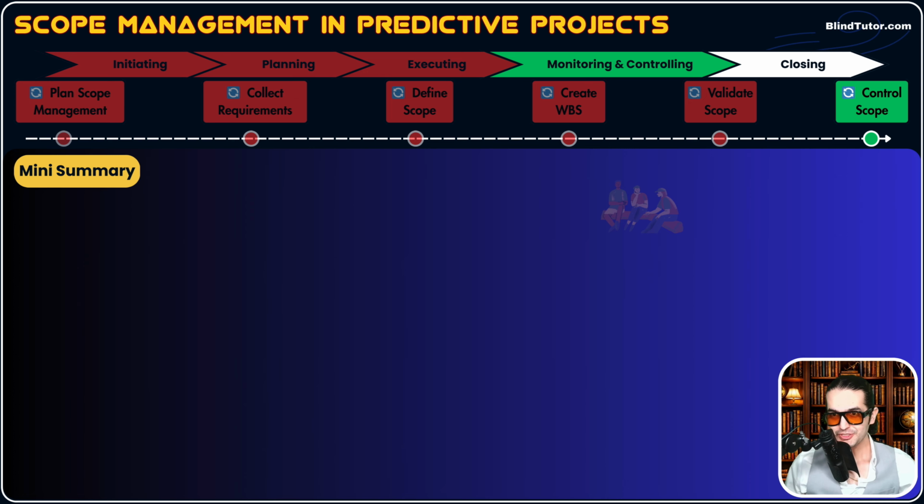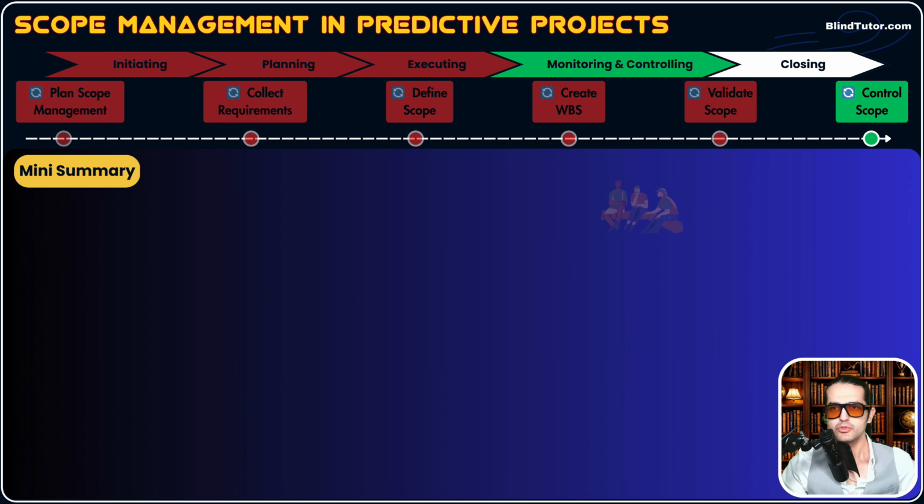What process? Control scope process, which is the last process of scope. And we're in mini summary, so it is the last slide of scope management in predictive projects. Let's have a mini example before getting into mini summary. Let's say our team finishes ICU unit. ICU unit is a deliverable, okay?